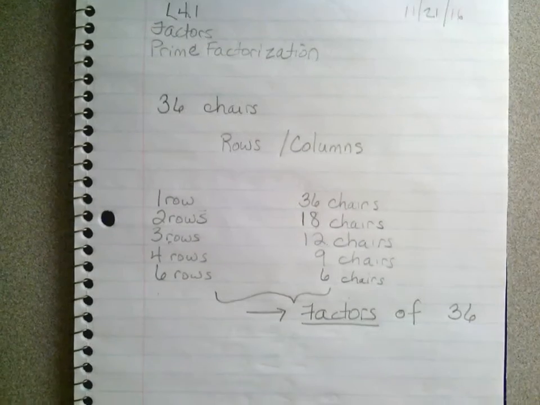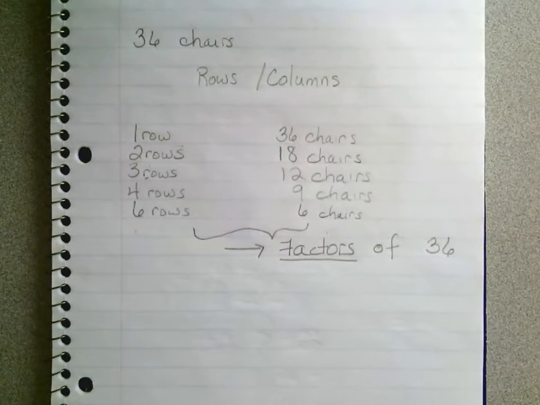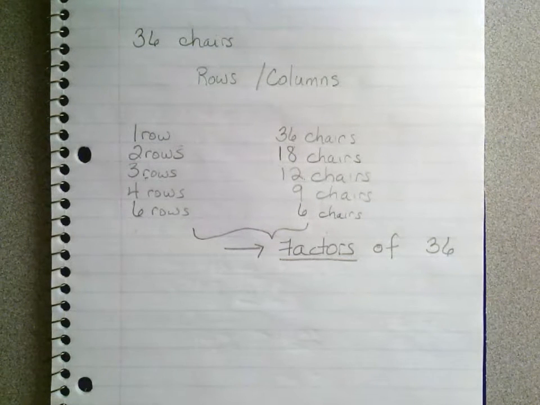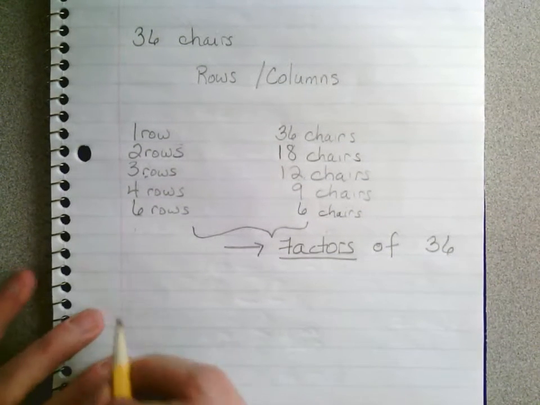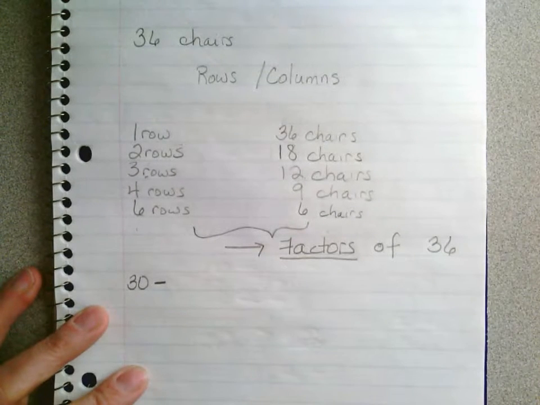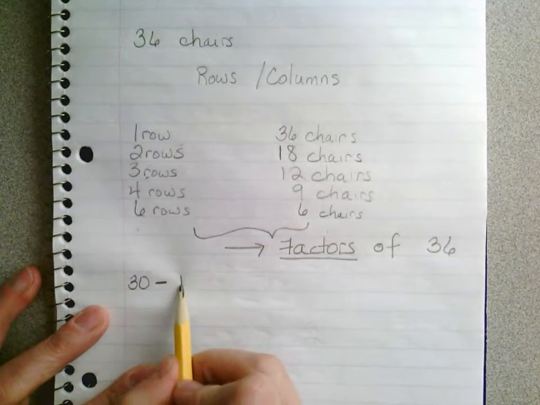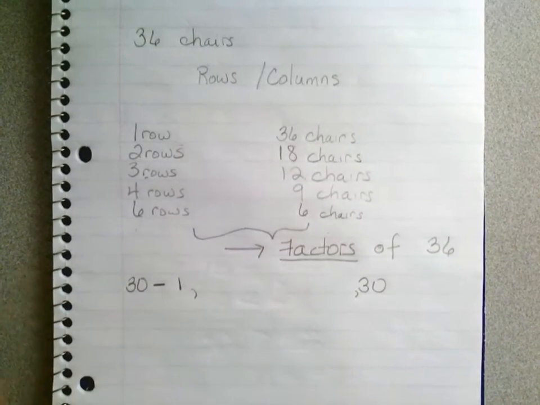The yearbook example in the book uses the number 24. I chose 36. These are factors. And back in the day, you were asked to give the factors of a number, and your teacher would say, okay, give me all the factors of, let's say, 30. I always recommend starting with the number itself and 1 and leaving a big fat space.